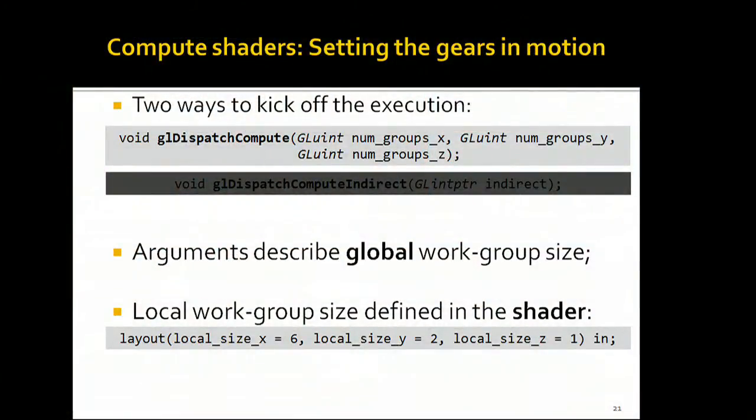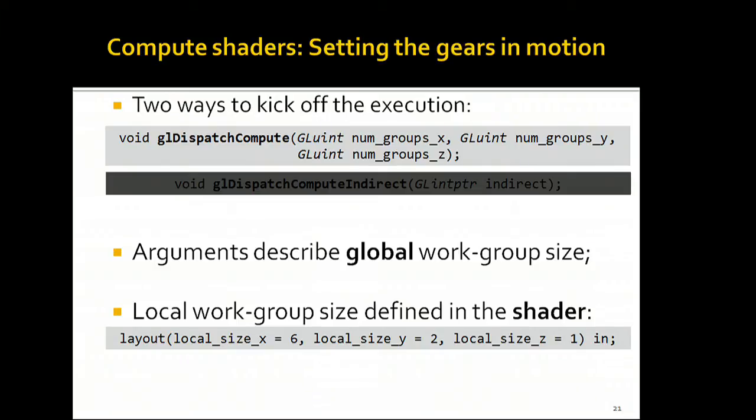API-wise, there are two ways to kick off compute shaders. The easiest way is to use glDispatchCompute. This takes 3 arguments, num groups x, y, and z, and this describes global workgroup size. When it comes to defining local workgroup size, you use a special language in your shader, which is layout, local size x, y, and z.